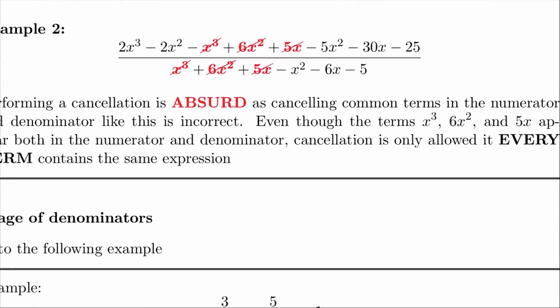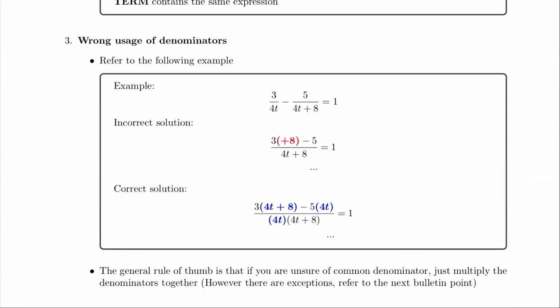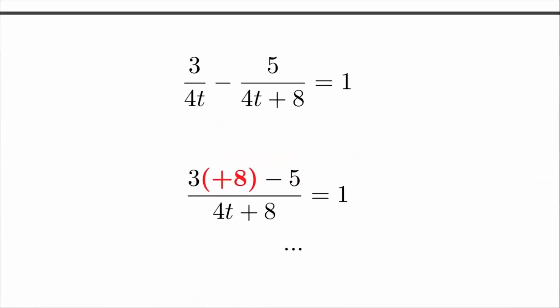Next one, usage of denominators. If you make this mistake, this one is still okay. It's still understandable, but not 1 week before O levels, that would be scary. These kinds of mistakes are still understandable. I'm okay with it if you make this kind of mistake, but not 20,000 times. Once is enough.